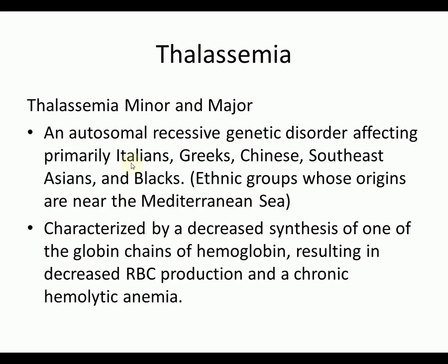Now let's talk about thalassemia. Thalassemia major and thalassemia minor. Thalassemia is an autosomal recessive genetic disorder affecting primarily Italians, Greeks, Chinese, Southeast Asians, and blacks, ethnic groups whose origins are near the Mediterranean Sea. It's characterized by a decreased synthesis of one of the globin chains in the hemoglobin, resulting in decreased red blood cell production and a chronic hemolytic anemia.